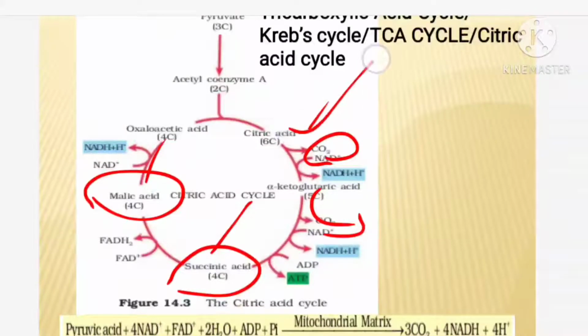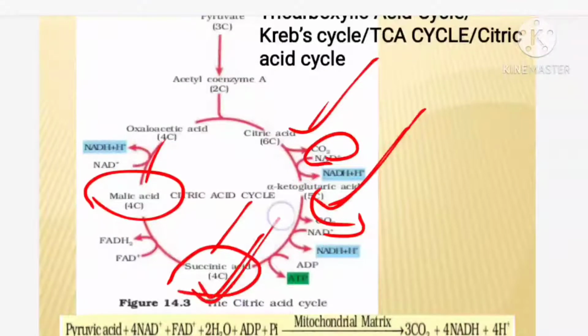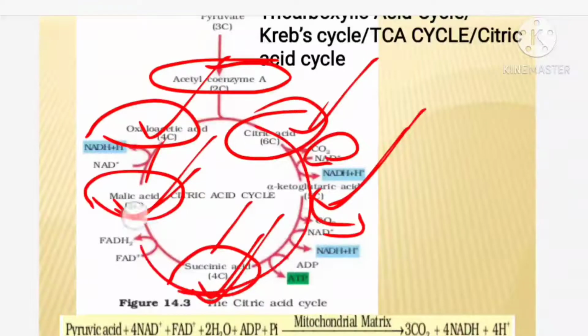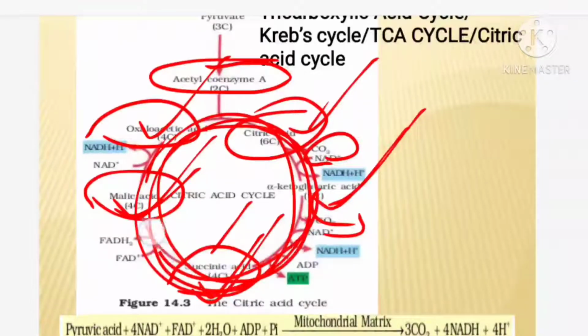So citric acid is converted to alpha ketoglutaric acid, alpha ketoglutaric acid is converted into succinic acid, succinic acid is converted into malic acid, the malic acid is converted into oxaloacetic acid, and the cycle continues. This oxaloacetic acid reacts with acetyl coenzyme A to form what? Again the citric acid, and this cycle continues, and this cycle we call it as citric acid cycle or the Kreb cycle.